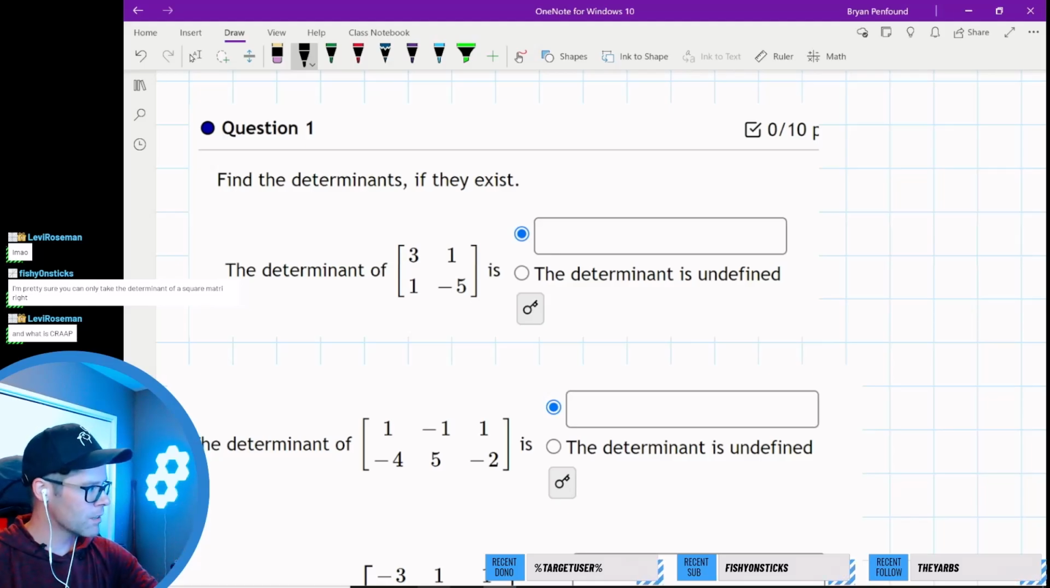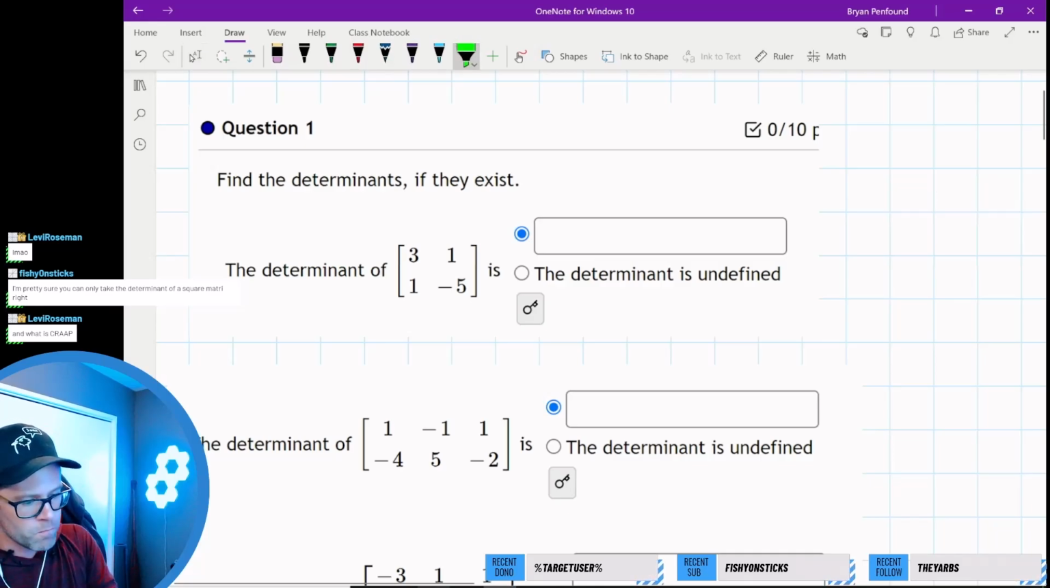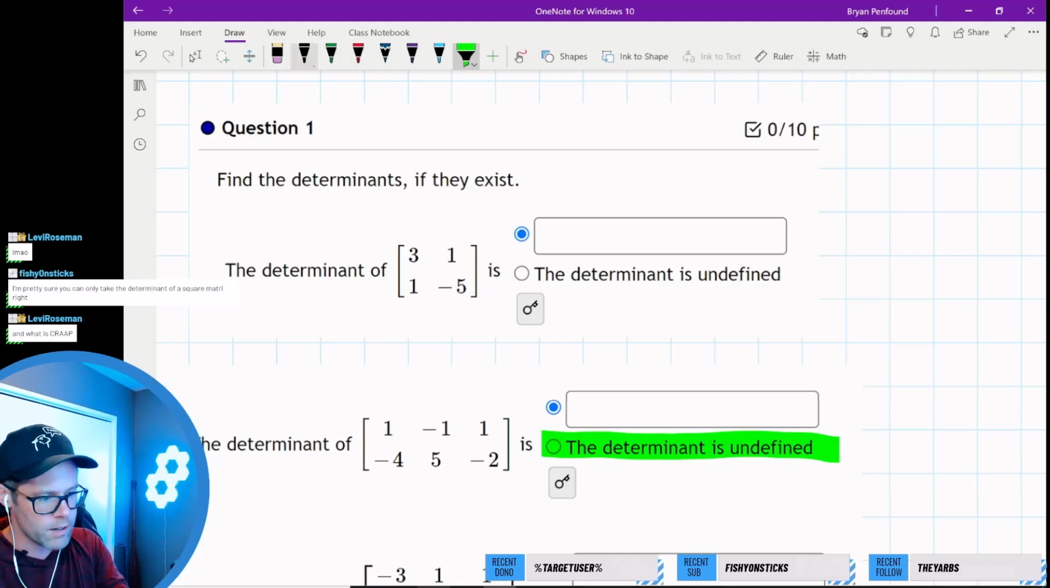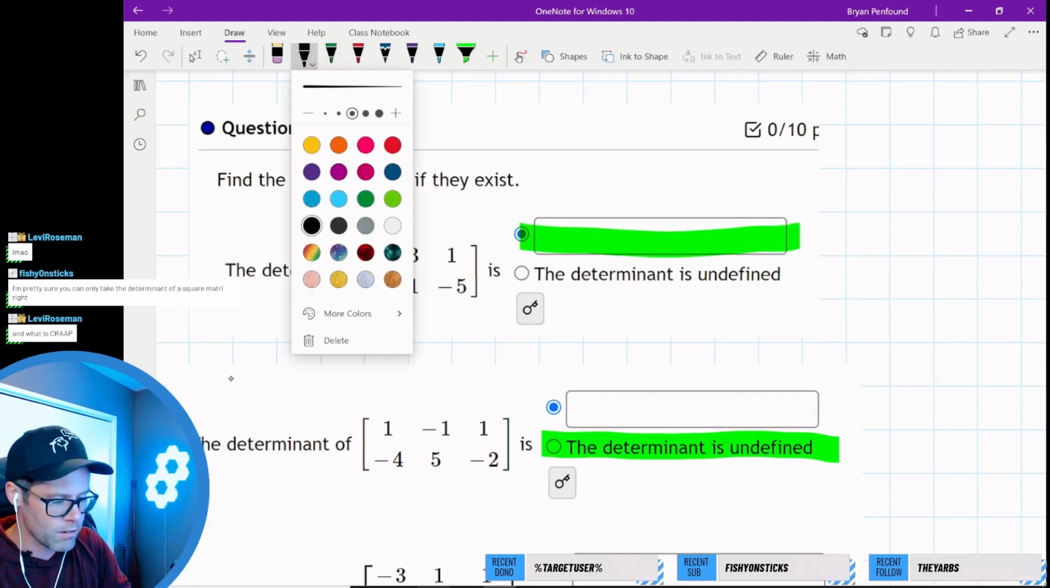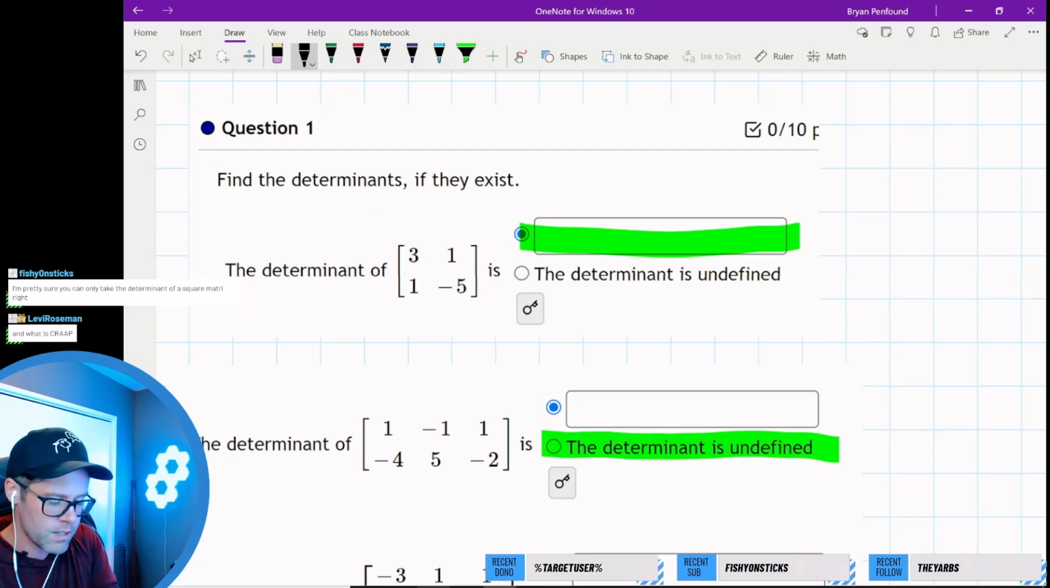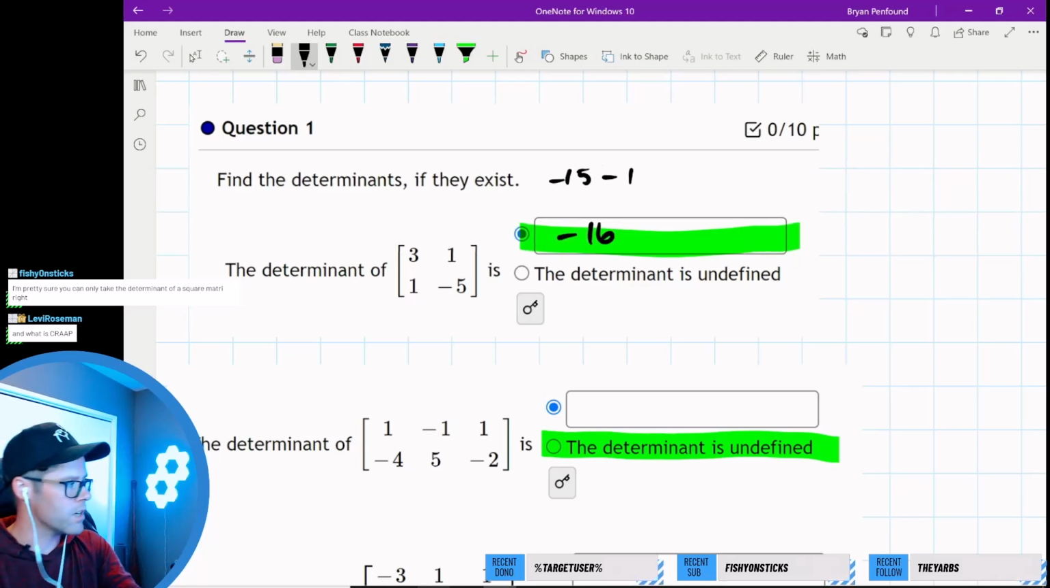Fishy, you are absolutely correct. You can only take the determinant of a square matrix. So for this second one, this determinant is going to be undefined here. For the first one, we should be able to calculate that determinant, and I think you're right, it should be 16, right? Is it negative 16? So it should be negative 15 minus 1. Yeah, so negative 16. Nicely done.